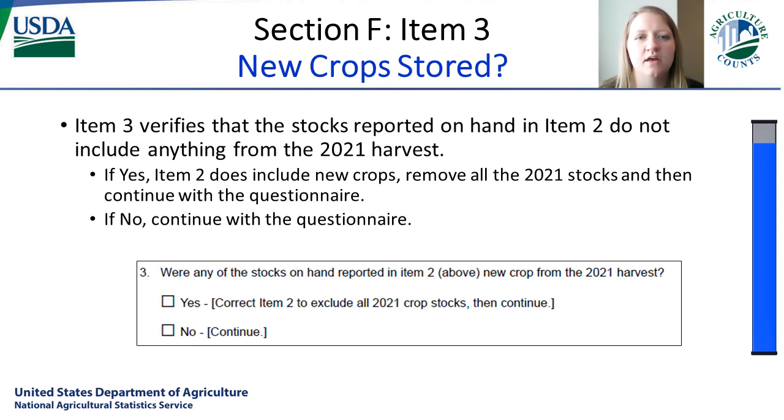Item 3 verifies that the stocks reported on hand in item 2 do not include any from the 2021 harvest. If yes, item 2 does include new crops, remove all the 2021 stocks from the crops in item 2 and then continue with the questionnaire. If no, continue with the questionnaire.